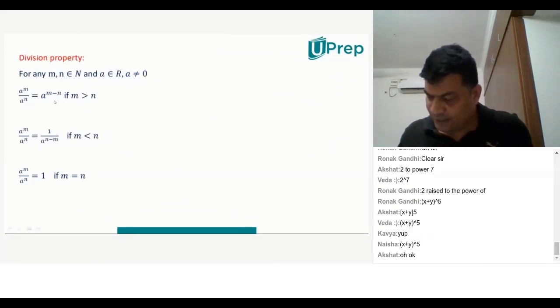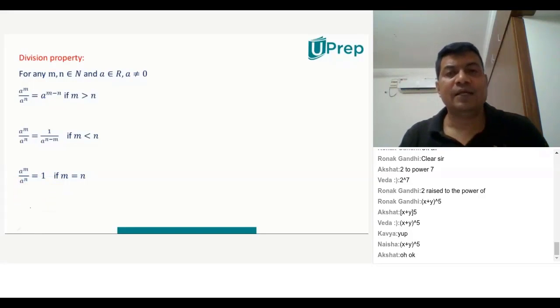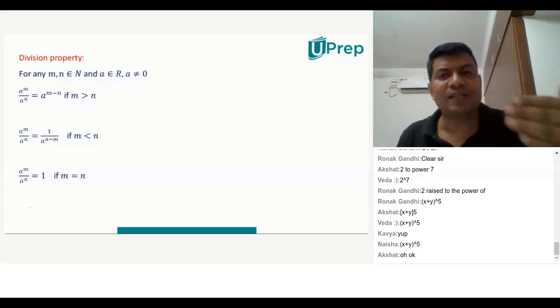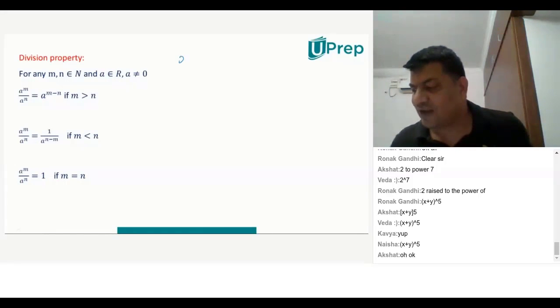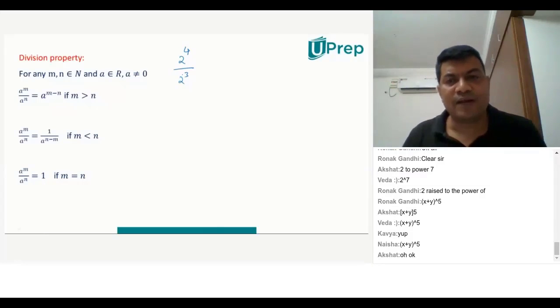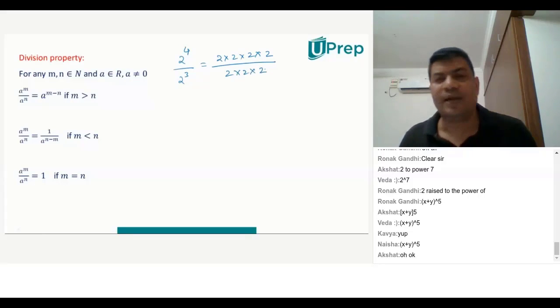Now, this is very simple. Let me explain this also for all of you. Just concentrate. There is nothing great as a theorem to learn. That's the division property. The way we have done the multiplication property, we'll do the division property. So if someone asks you 2 to the power of 4 divided by 2 to the power of 3, what do you mean by 2 to the power of 4 divided by 2 to the power of 3? Basically, it is 2 into 2 into 2 into 2 in the numerator, and 2 to the power of 3 is 2 into 2 into 2 in the denominator.